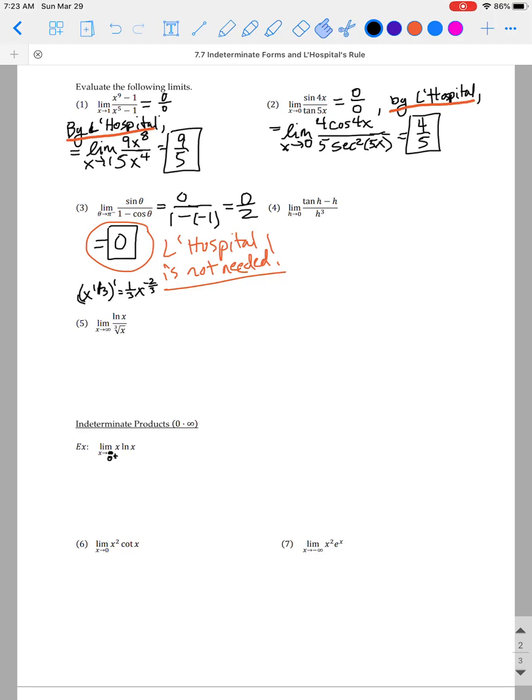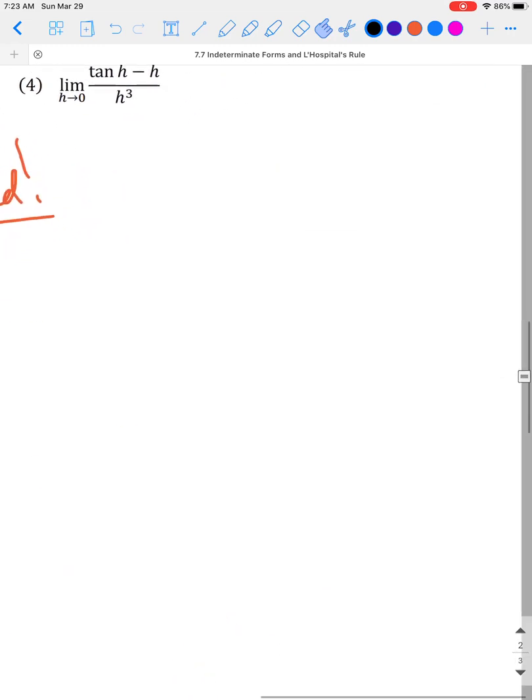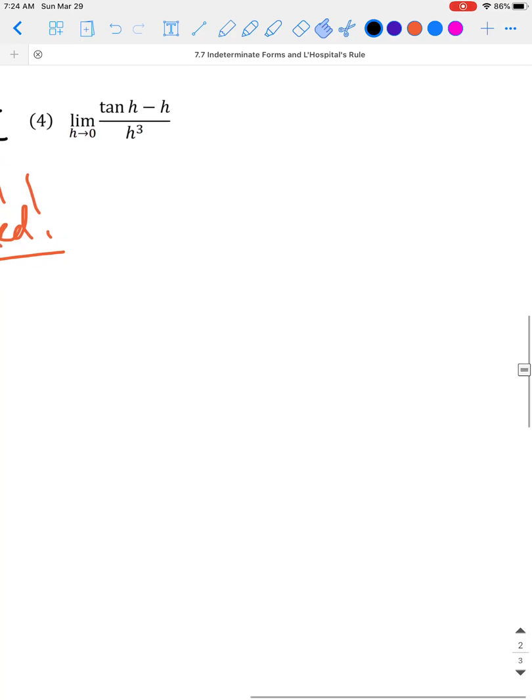Welcome back, everybody. This is part 2 of the L'Hopital rule notes. So you can see the 3 examples that we worked on last time. So we're going to keep working through the examples that we have here.